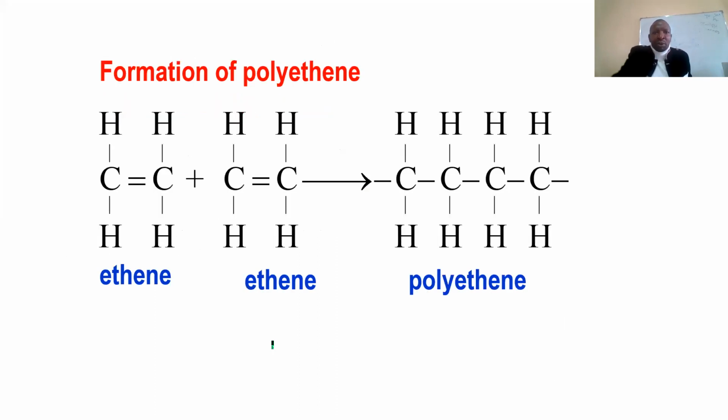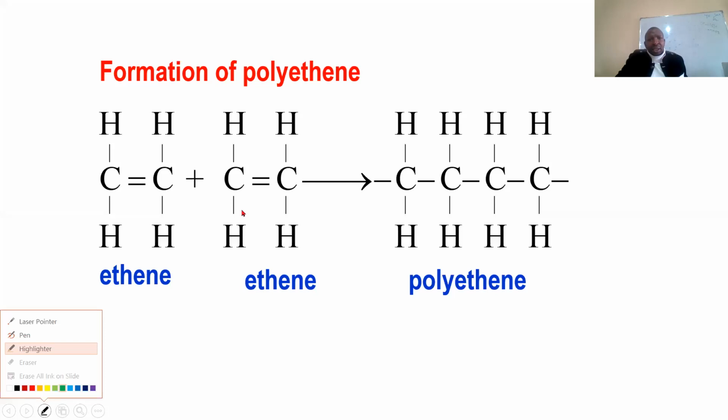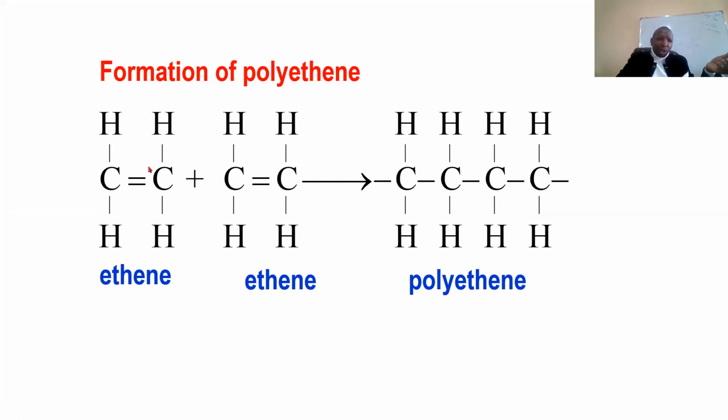And now we can look at this one, which is just reviewing what you learned in Form 3. You need to revise too. Listen, students, this is ethene. During polymerization, this is exactly what happens. The double bond breaks.